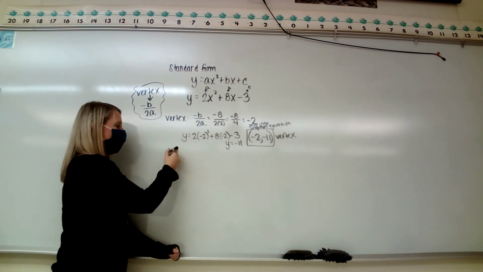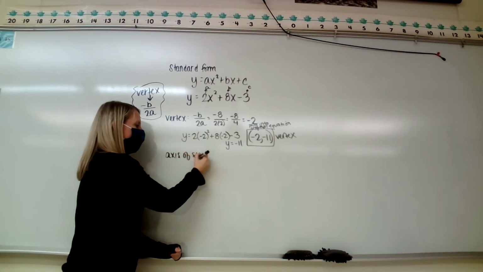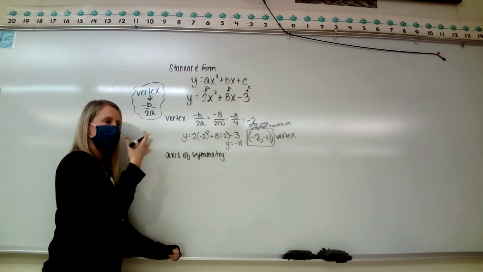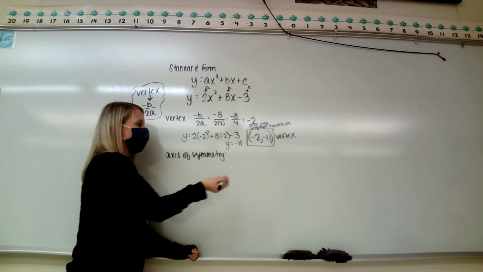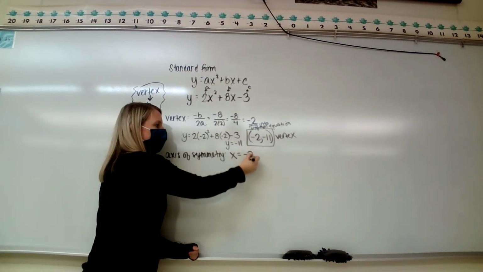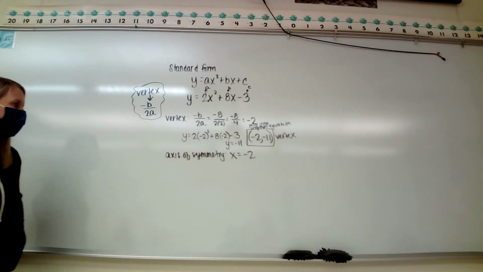So let's talk about some other stuff we talked about yesterday. You'll get used to labeling. One is the axis of symmetry. That's that vertical line that acts as the mirror to make it symmetrical. And the axis of symmetry is always going to be x equals whatever the x from your vertex is. So that's why the vertex is important. A lot of things are based on it.